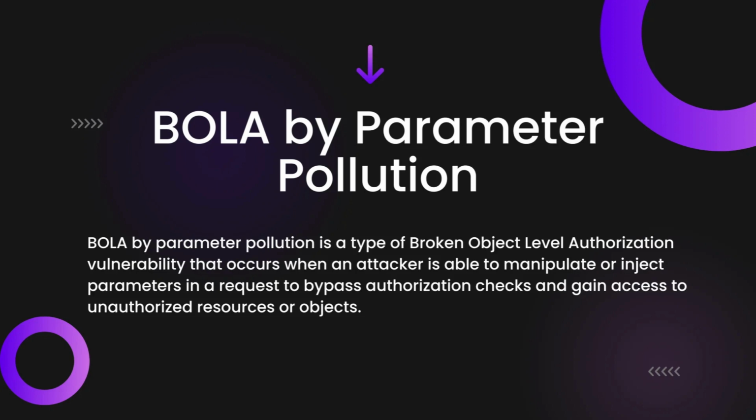This vulnerability occurs when an attacker is able to manipulate or inject parameters in a request to bypass authorization checks and gain access to unauthorized resources or objects. So by simply injecting parameters in the request body, a user is able to bypass authorization. We are going to have a look at it practically.